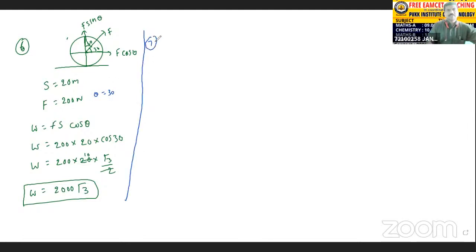Next, problem number 7. First of all, write the given values. Force F is given. F is equal to 3x square i plus 2yj. So this is the force. And two position vectors, R1 is equal to 2i plus 3j. R2 is equal to 4i plus 6j.